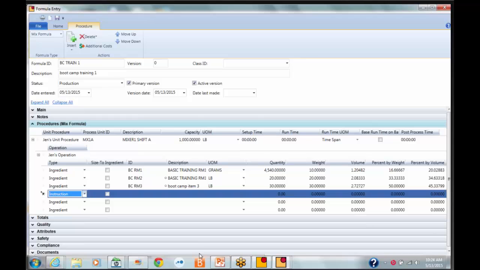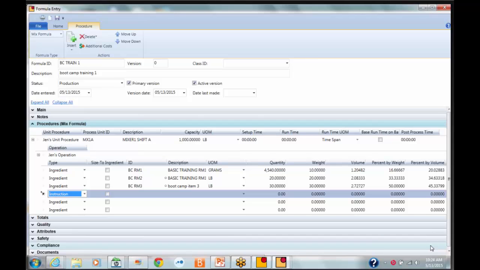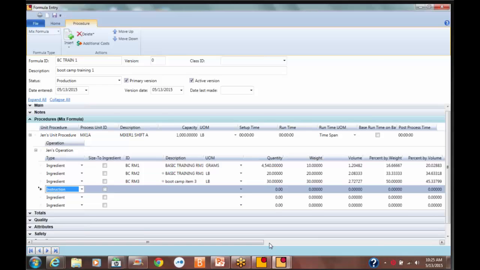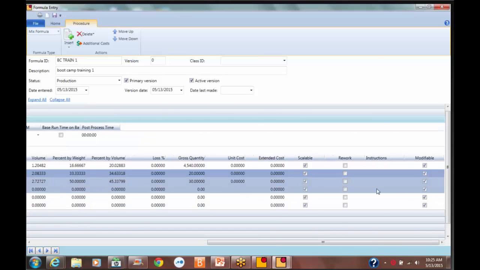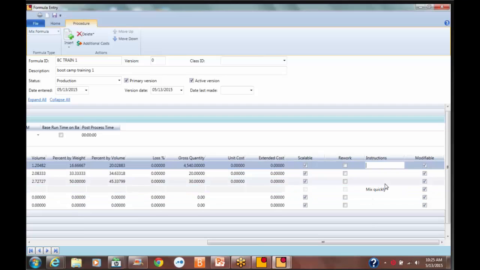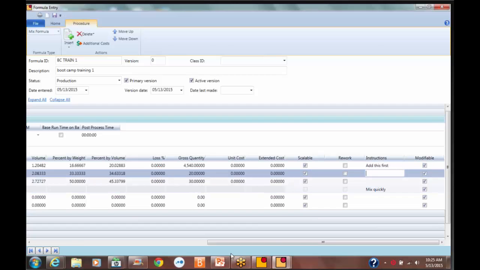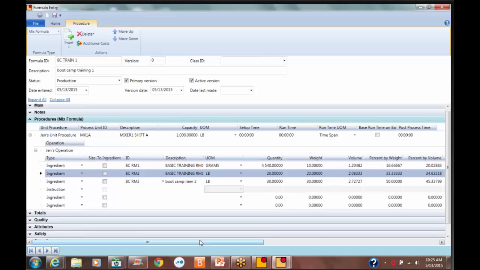We have instruction lines. Instructions right now are over here. I can enter instructions on a pure instruction line. I can also enter instructions on an individual ingredient line as well. I don't have to have a separate instruction line. So I can do it on there. So instruction line is one type.